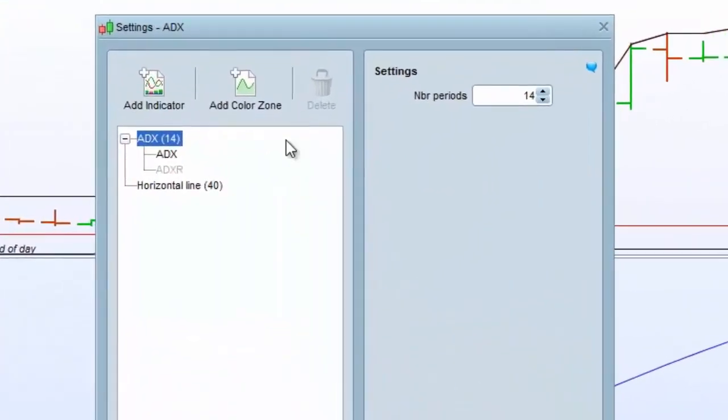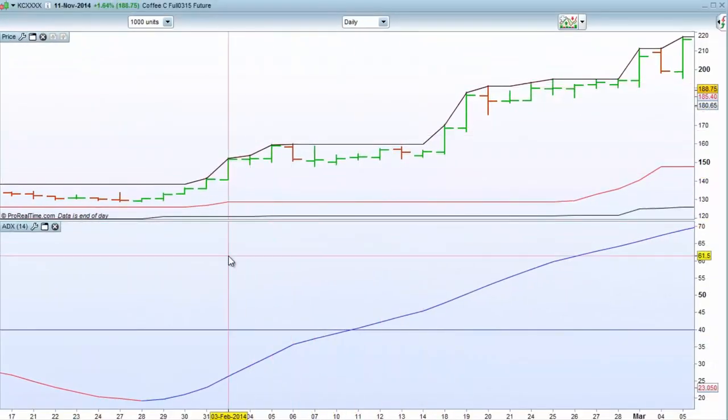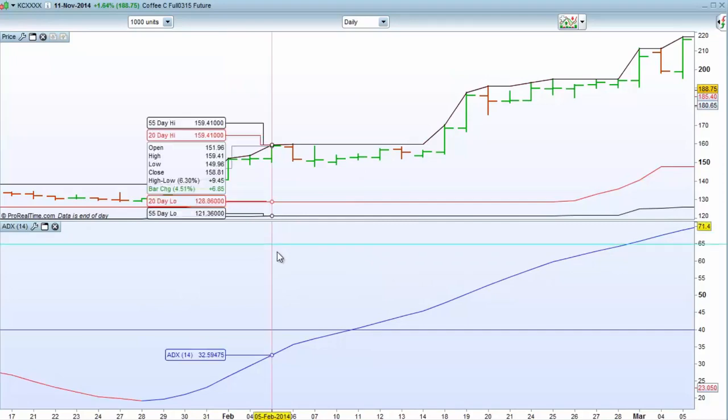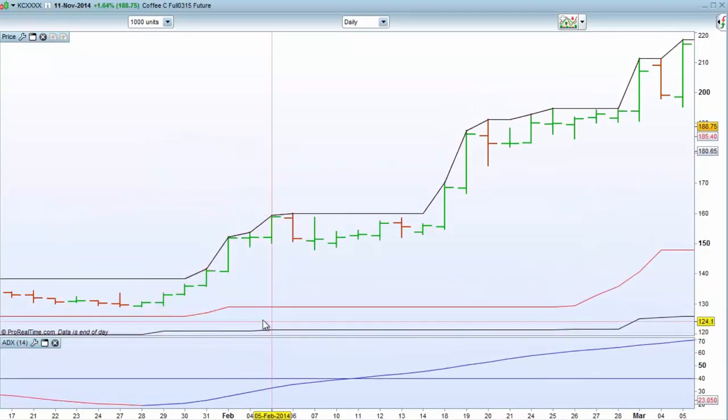This box pops up, and the number of periods is default setting at 14. We're going to leave it at 14 because that's the original level that Wells Wilder used, and it's the most commonly used in the industry. So we X that box out, and now we see the indicator is there. Now, ProRealTime is a very versatile system, and it allows us to resize that box. So I pull the ADX down so it's a little bit out of the way. And now I want to talk to you about the ADX.